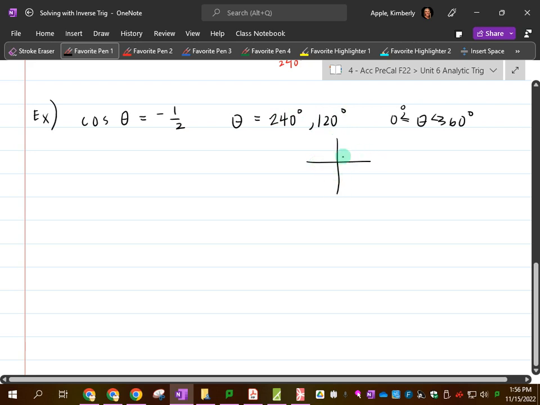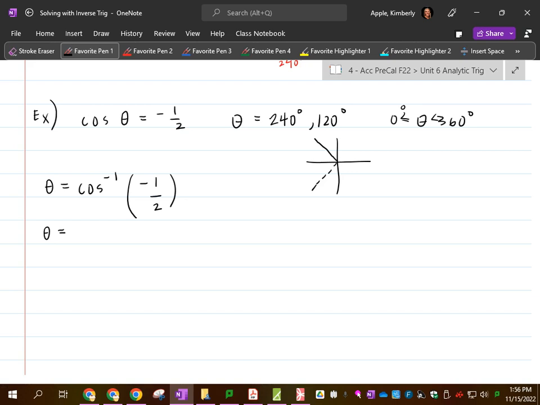Let's take a look. Just did a brief sketch. 120 is going to be about right here, and then 240 is going to be about right here. Notice that patterning across the horizontal axis that cosine follows. So now let's go and actually use the inverse cosine function. So this would be theta equals cosine inverse, or arc cosine, of -1/2. Now tell me what your calculator gives you. Cosine inverse -1/2.